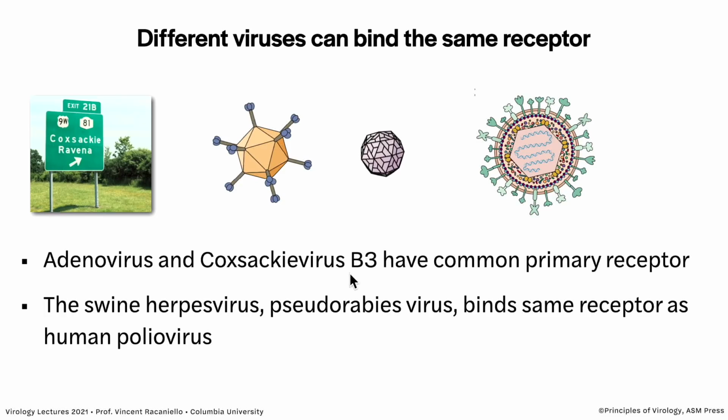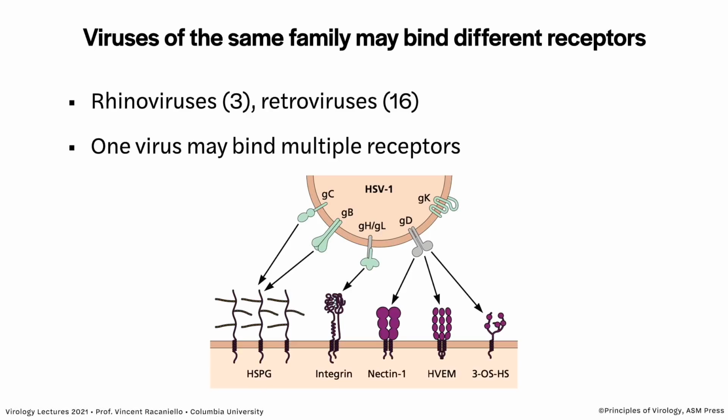And anyway, there's a herpes virus of pigs, which is called pseudo-rabies virus. It's a kind of a confusing name, right? It's not rabies. So it's pseudo-rabies. It has nothing to do with rabies virus, but binds the same receptor as human poliovirus. Okay, so different viruses can bind the same receptor.